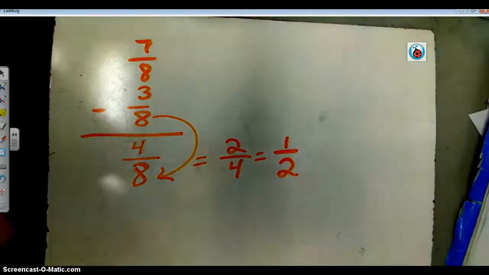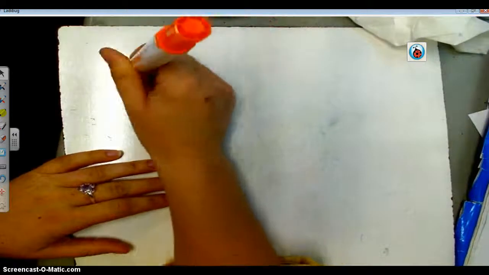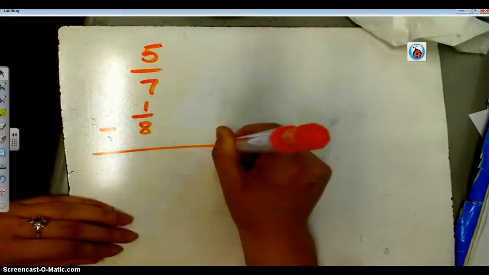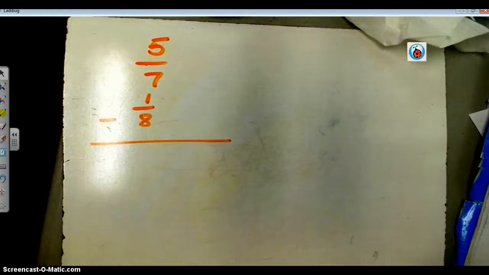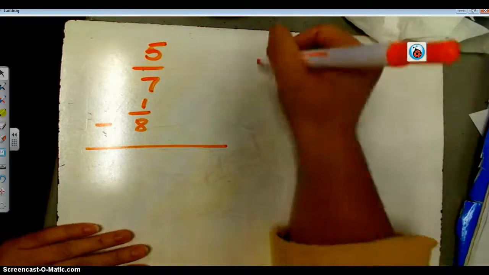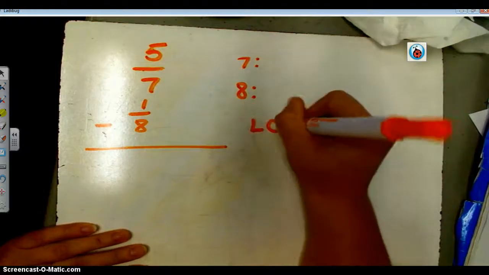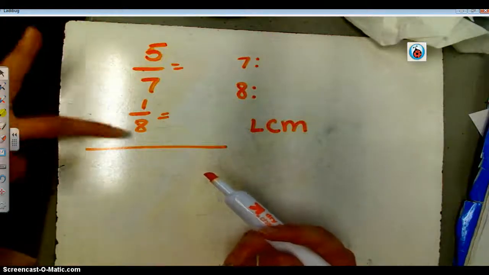Okay, let's take a look at this with unlike denominators. We know how to subtract 5/7 minus 1/8. Brody, tell me how you would do this. You'd find the least common multiple of what two numbers? 8 and 7. What's another way you can do this, instead of finding the least common multiple? You could multiply your denominators, right?